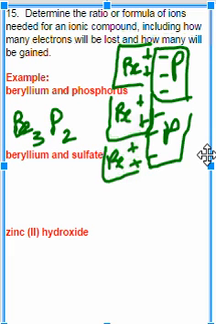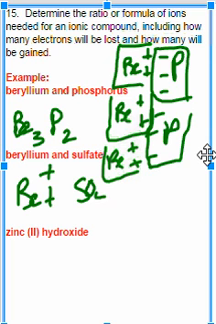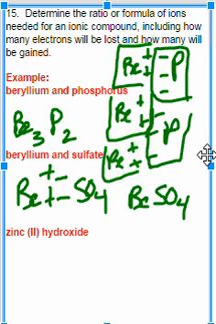Beryllium and sulfate is quite a bit easier because beryllium, again, has 2 that it's looking to lose. But when I look up the sulfate ion, the whole ion is SO4, and it needs 2 electrons. So now I'm going to need 1 of each, and this is going to be BeSO4.